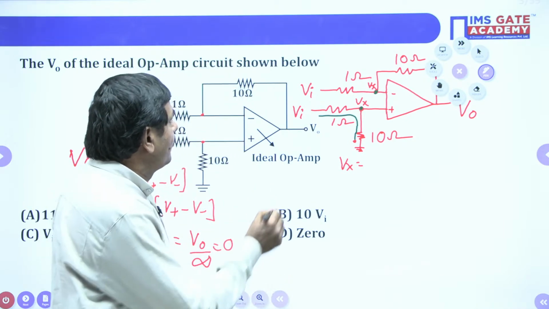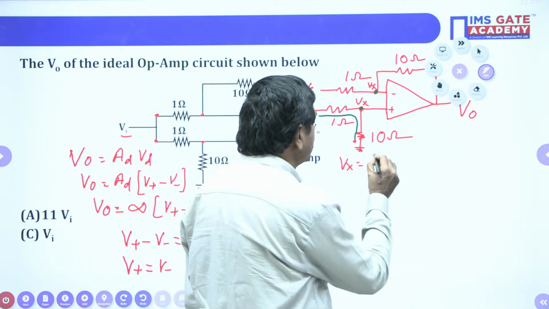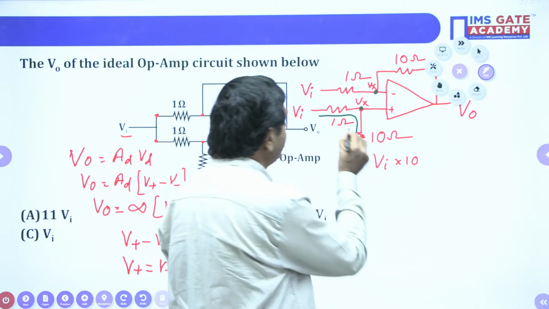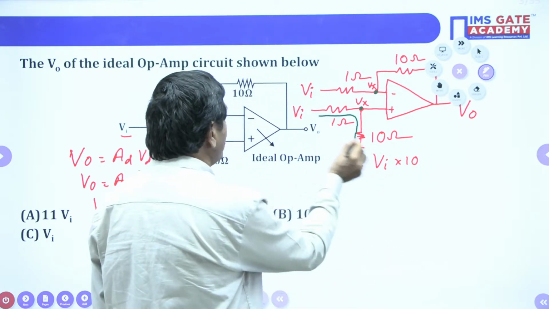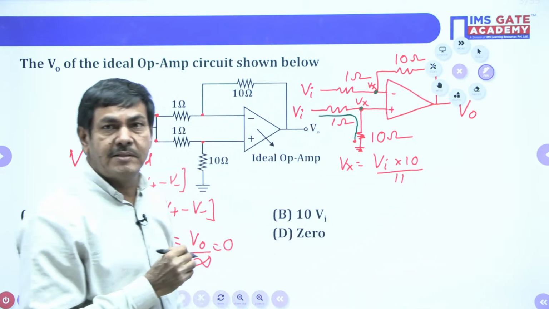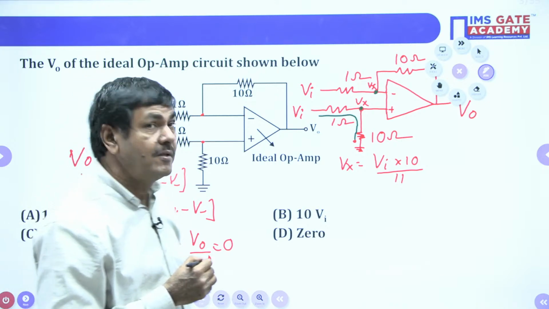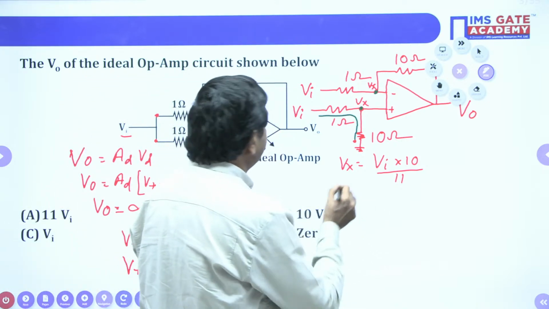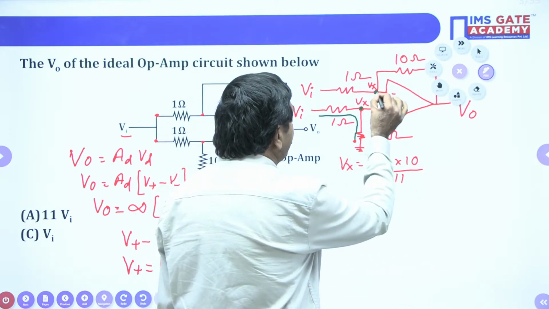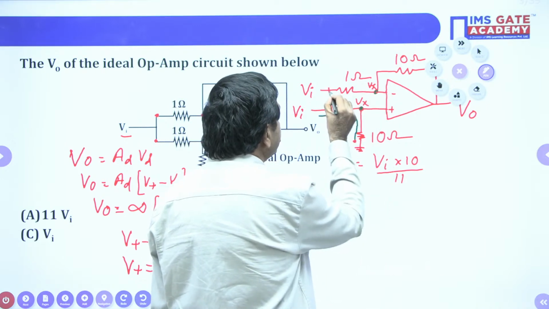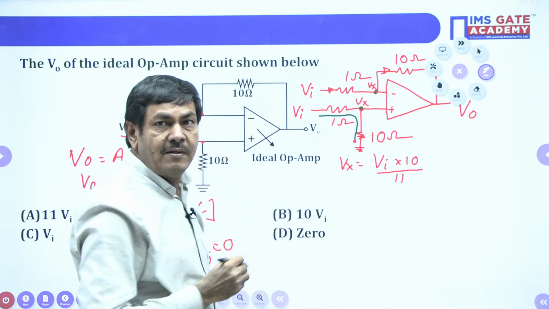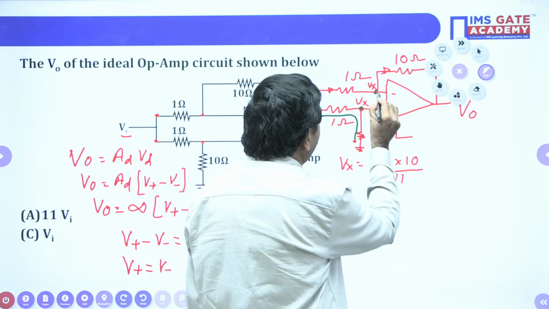Yes. What is Vx here? Vi into 10 by, here the resistance is 1 ohm, 10 plus 1 is nothing but 11. Once we got the 11, Vx we got as Vi into 10 by 11. The same voltage we can have here also. Whatever the current goes this side, it diverts to this side also.